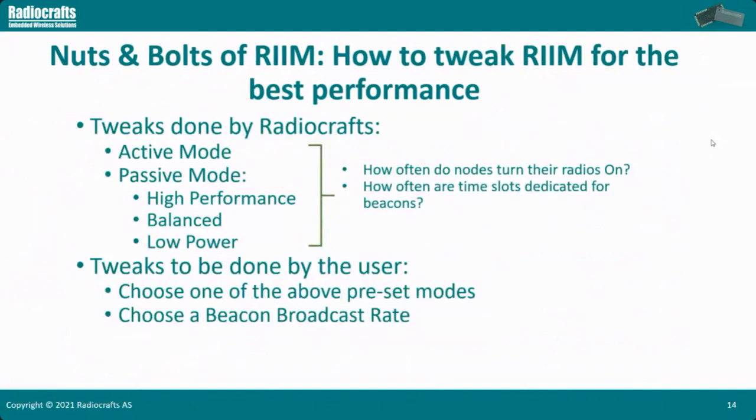Okay, so what can be done? Well, there are some things which we did for you to make it easier, because going into the details of TISH and really tweaking every single parameter is not that easy. So we did some things. We created this active mode, we created the passive mode, and then in passive mode, we created 3 settings, which are high performance, balanced, and low power. And how they differ is that we changed how often nodes turn the radios on. We changed how often there is a time slot.